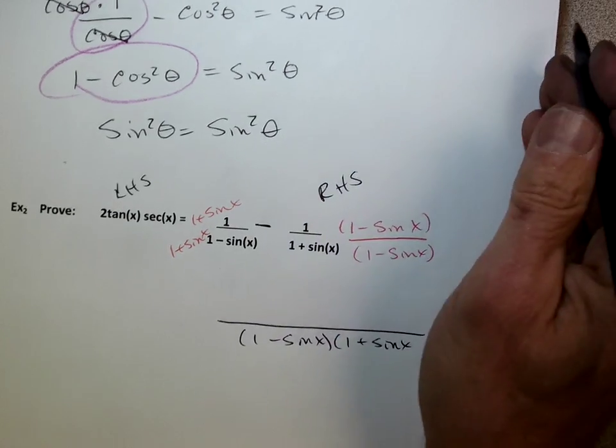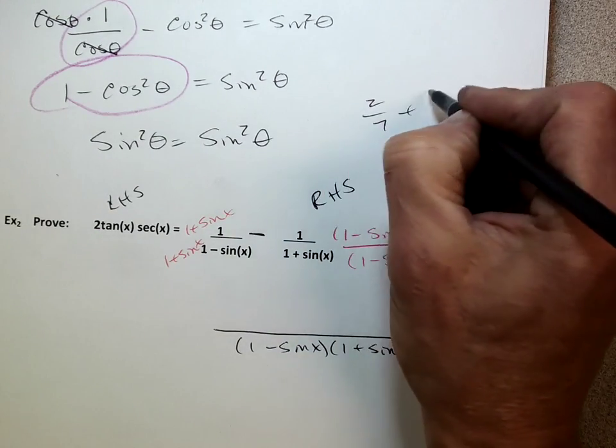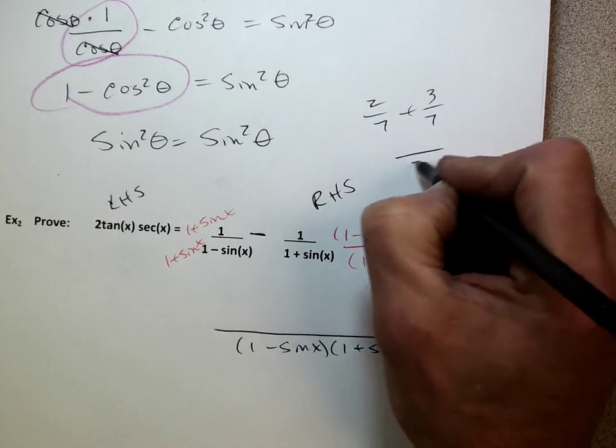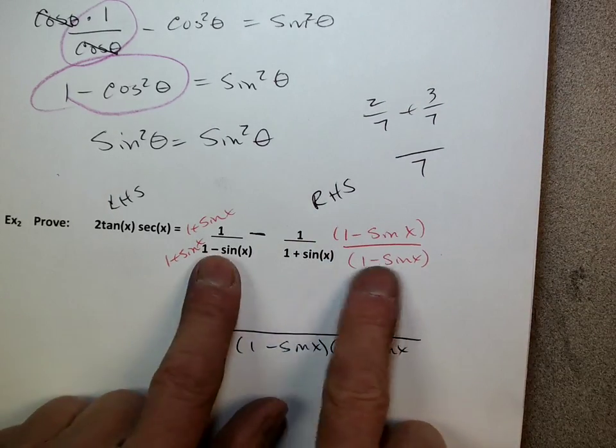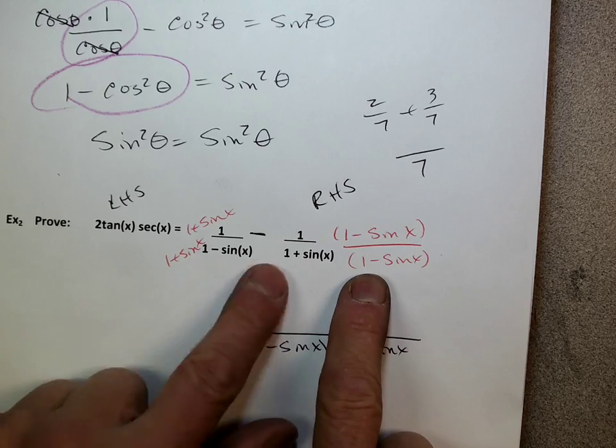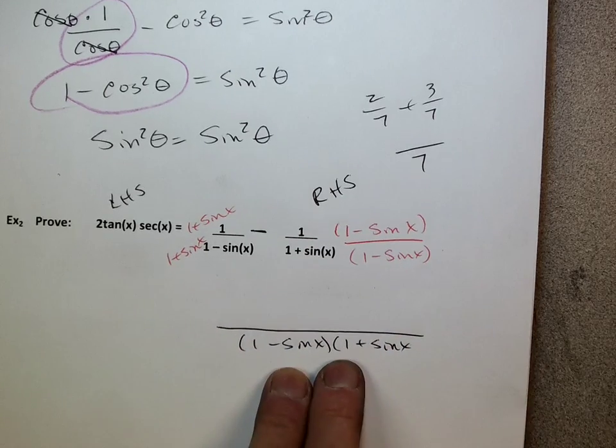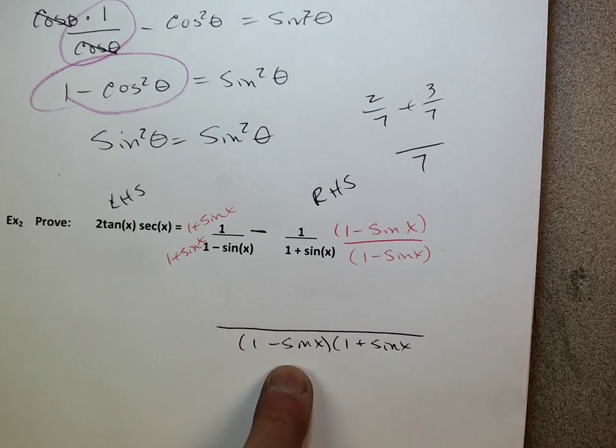A really easy example above, if you have 2 sevenths plus 3 sevenths, you only write down the 7 once, and the same thing here. Here's my denominator, 1 plus sine, 1 minus sine, same thing on this side, but it is a common denominator, so you write it down once.